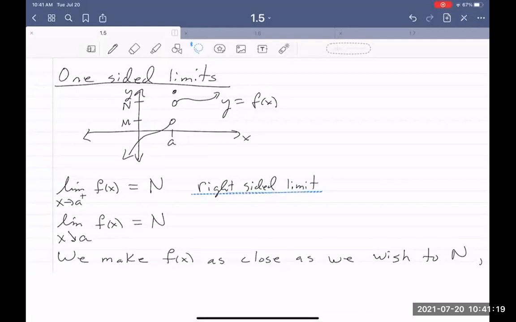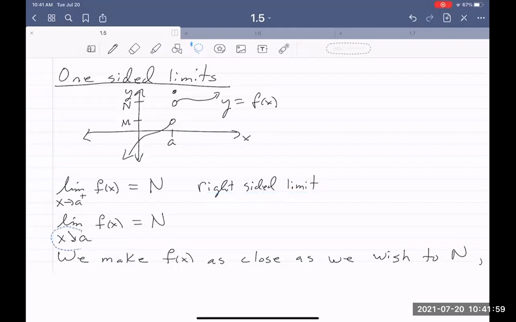The right-sided limit, sometimes denoted by the limit as x approaches a, has a superscript of a plus sign. This indicates that I'm approaching from the plus side. Well, for the x-axis, where are the pluses? The pluses are on the right. And so I'm approaching from the right. So this is called a right-sided limit.